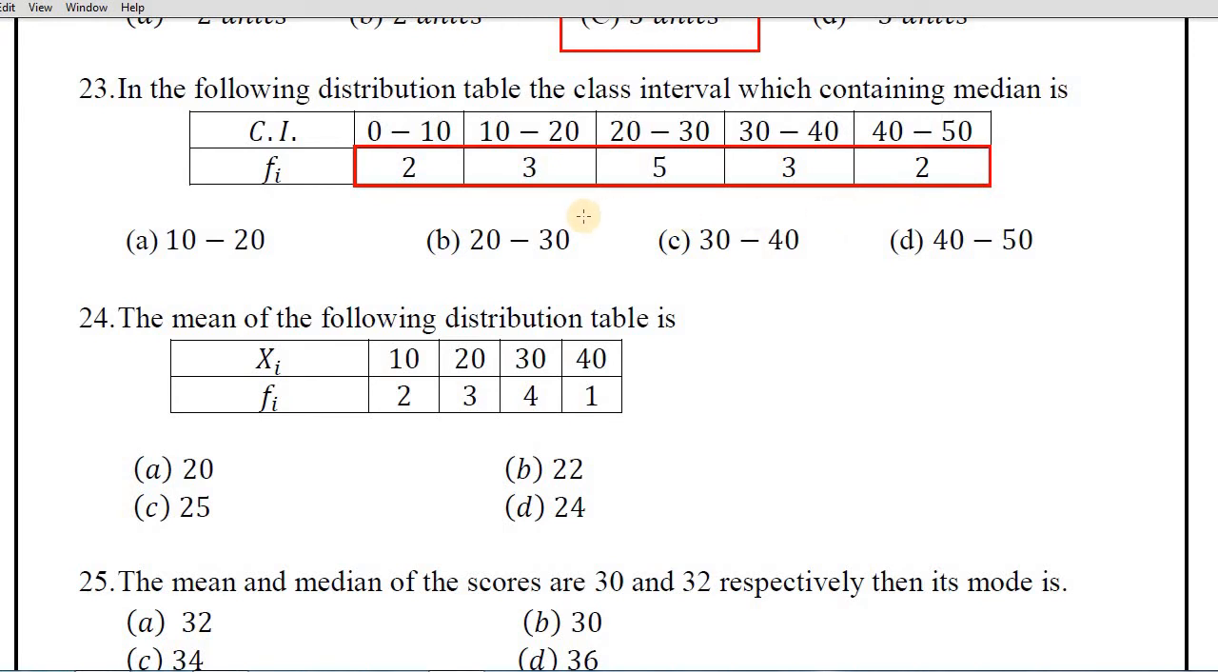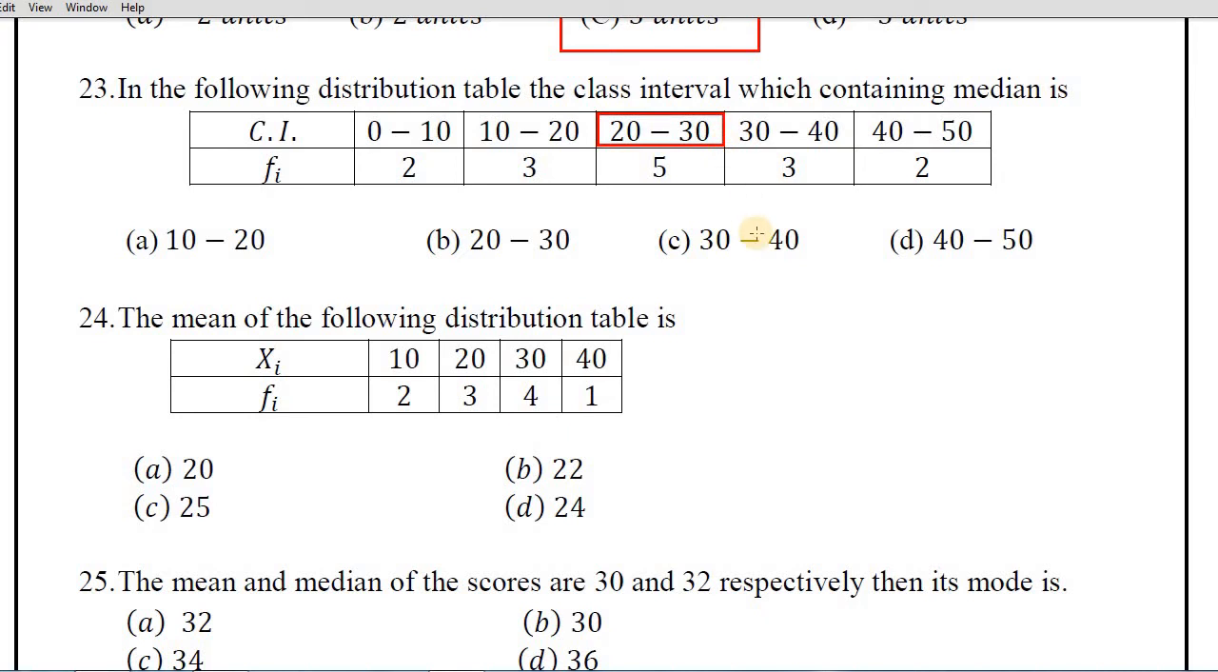Children, you will get 15. So 2 plus 3 is 5, 5 plus 5 is 10, 10 plus 5 is 15. So 15 you will get. 15 divided by 2, you will get 7.5. So 7.5, you check in the cumulative frequency where it lies. It lies in the 20 to 30 class interval. In this column you have to put the box and then write the suitable class interval. So the class interval is 20 to 30.